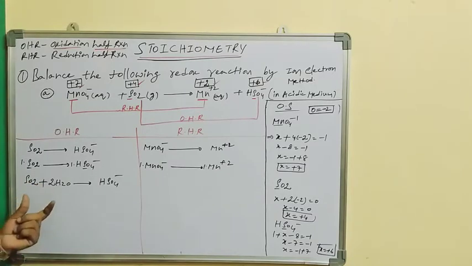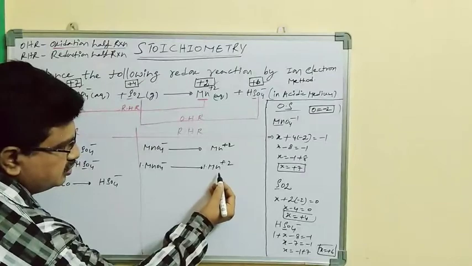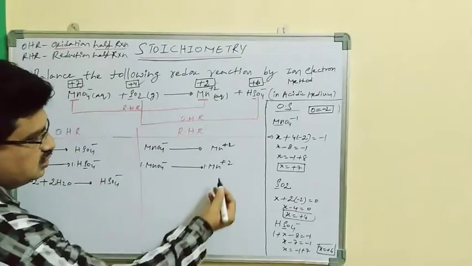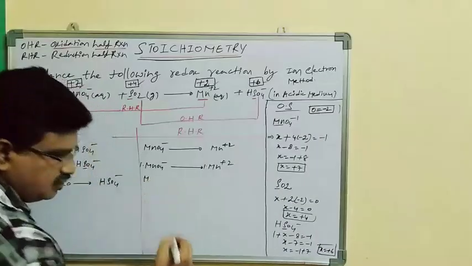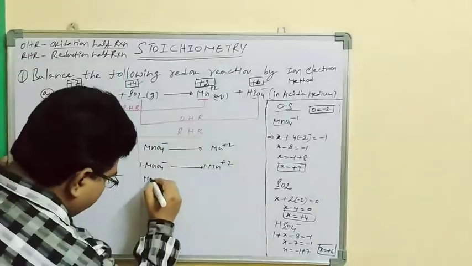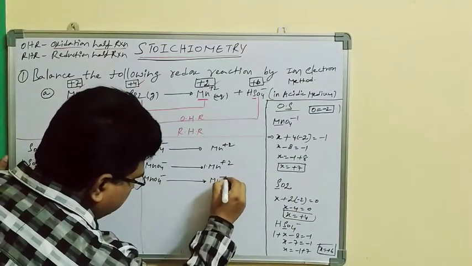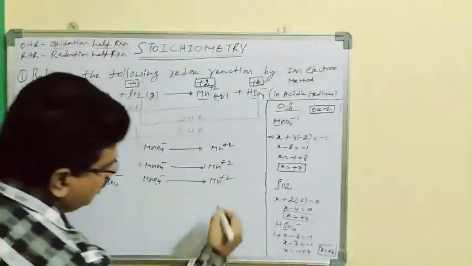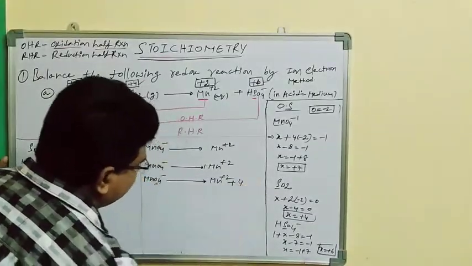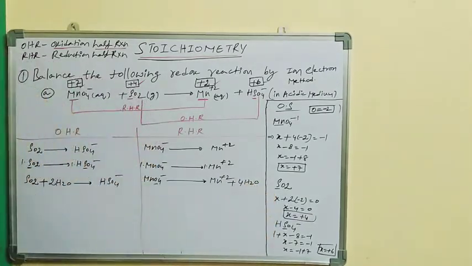Similarly, on the other reactant side, 4 oxygens are there, and on the product side no oxygens are found. So I am balancing by adding 4 water molecules. MnO4 minus gives rise to Mn plus 2. Here 4 oxygens are there. How many oxygens do we have to add? 4. How many water molecules do we have to add? 4 water molecules.